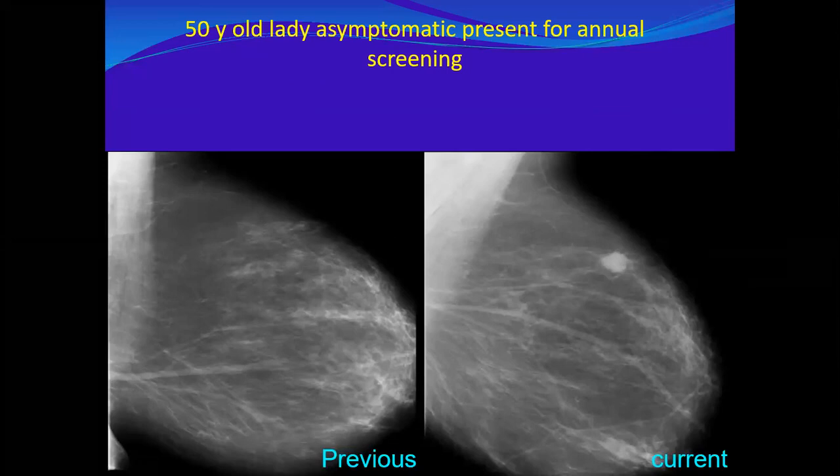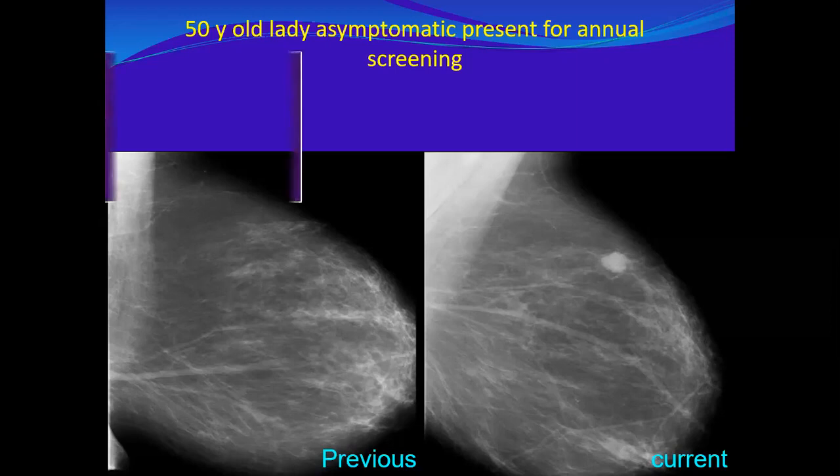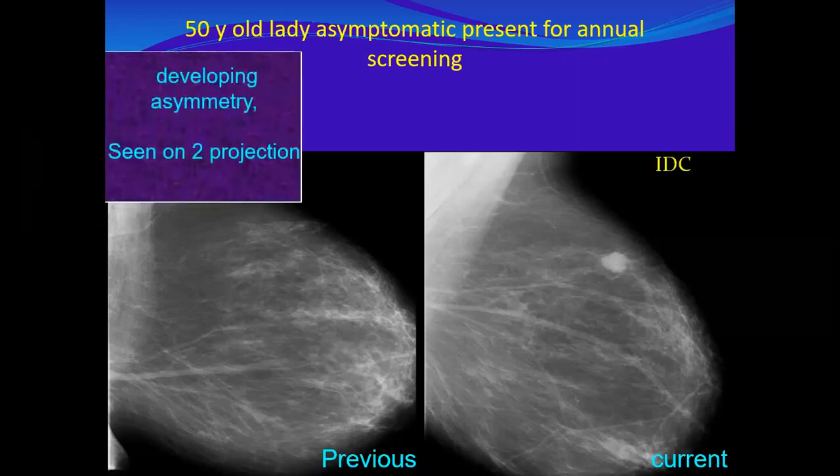Yes, developing focal asymmetry. In spite of it looking like a mass, it is obvious it has convex border densities, but it is new on interval. That is why we call it a developing asymmetry. It looks like a mass, but I'm not going to report it as one. I will report it as developing asymmetry and work it up. And it was invasive ductal carcinoma in this case.